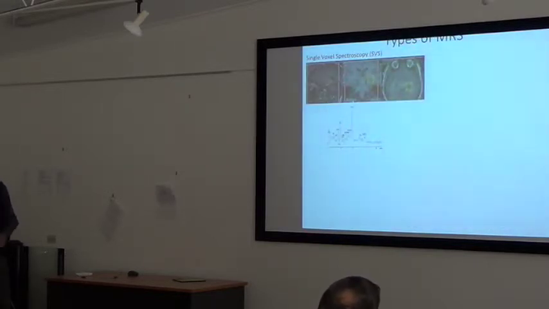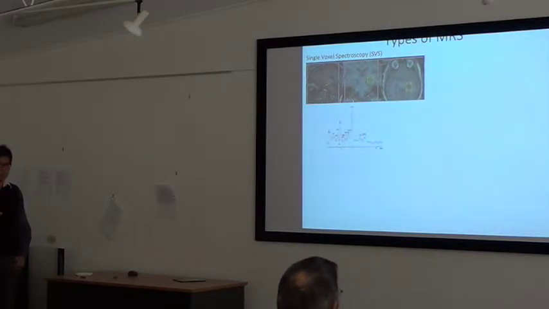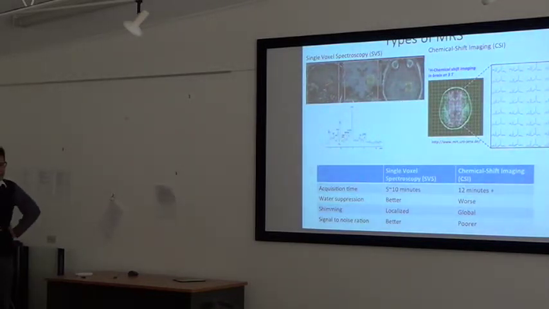But there are two types of spectroscopy. First is single voxel spectroscopy, which I'm going to talk about more later. That means you select a region of interest, hypothesis based, and you place the voxel there, and you get a spectrum from that region. The second one is chemical shift imaging, where you scan the whole slab, separate it into many voxels, and you can get a spectrum for each voxel. As you can imagine, CSI is going to take more time, but of course the trade-off is the signal-to-noise ratio.